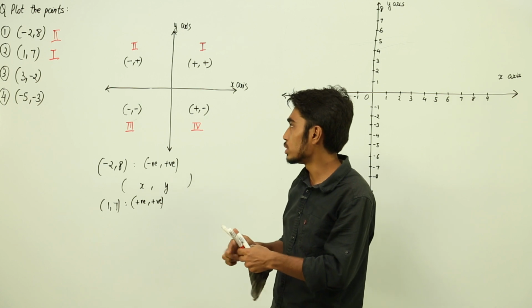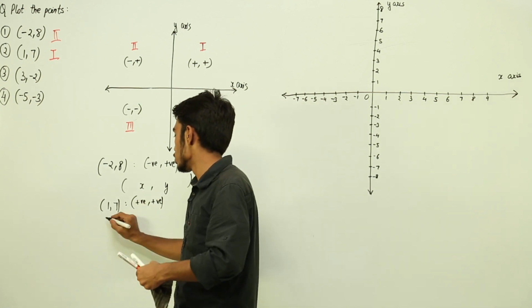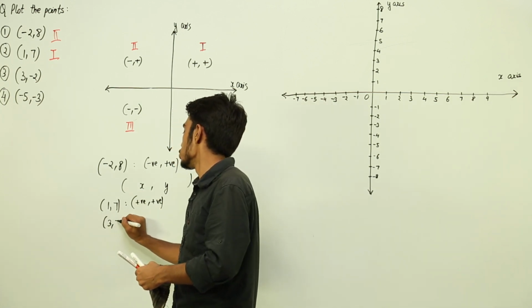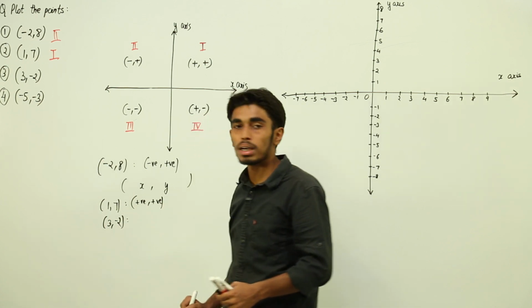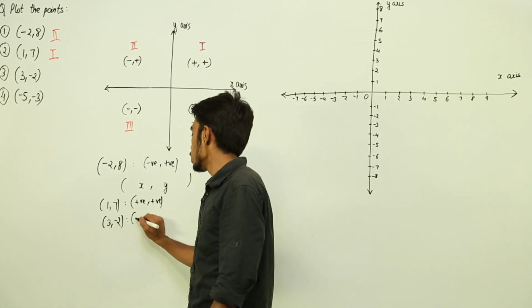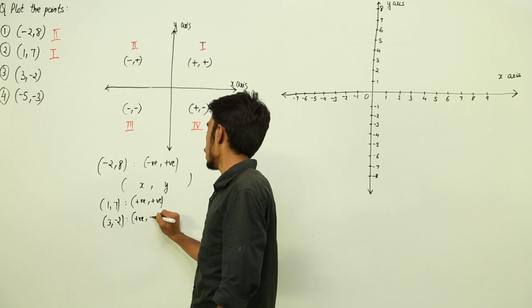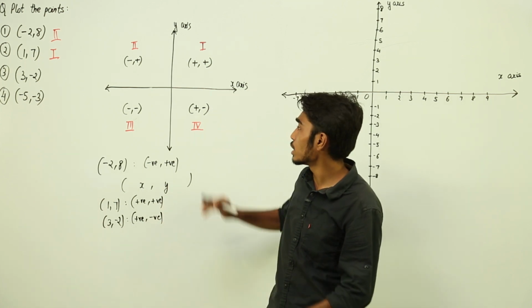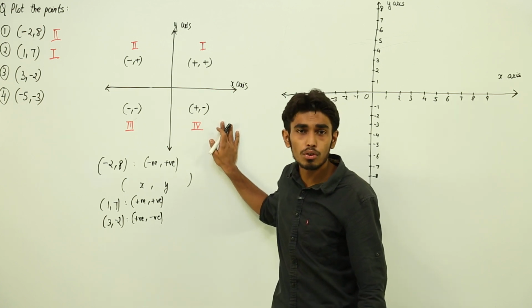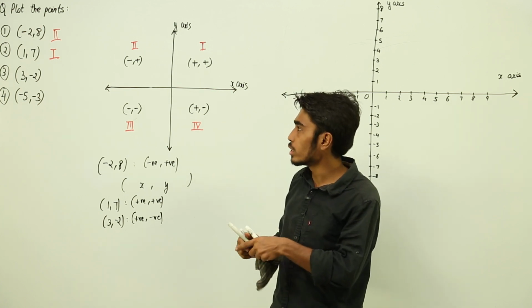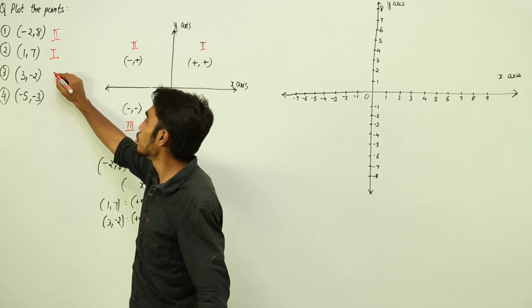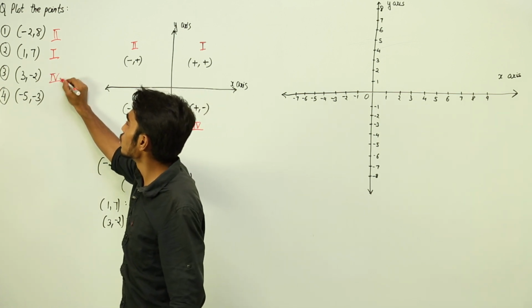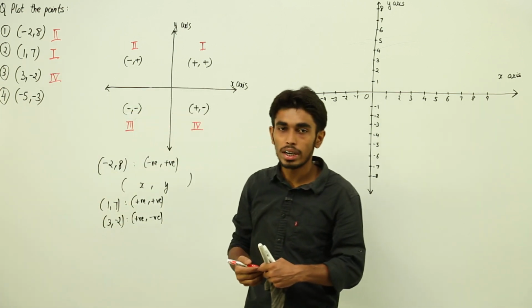Now the third point, which is 3, -2. Now 3, -2 is of the form positive, negative, right? Positive, negative. So I can see that positive, negative lies in the fourth quadrant. So our coordinates 3, -2 belong to the fourth quadrant, right?